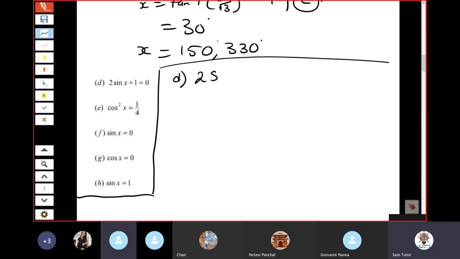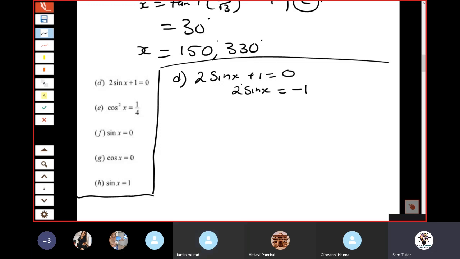We're going to do D. D says 2 sine x plus 1 equals 0. Now, whenever you're trying to solve for your letters, your numbers have to be on the other side, right? So you can't have it written like this. So what's the first step you're going to do? Just simple solving. Forget trig. Just imagine you were solving for x. What must you get rid of first? The 1. Correct. So you're going to have 2 sine x equals minus 1.